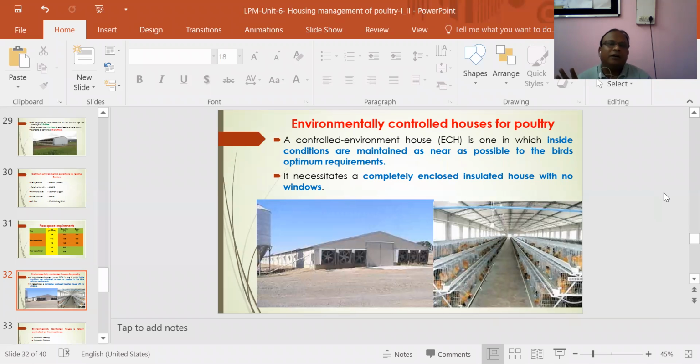A controlled environment house is one in which inside conditions are maintained as near as possible to the bird's optimum requirement: the temperature, humidity and ventilation. So what is required for the birds is maintained close to the requirement. It necessitates a completely enclosed structure. When there is complete control on the microclimatic condition, not macro, the shed should be completely closed. That means there should be no window; there should be a door, but no window.